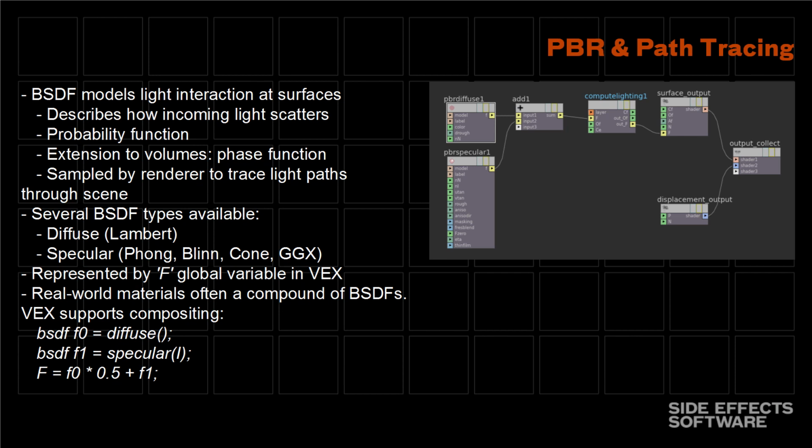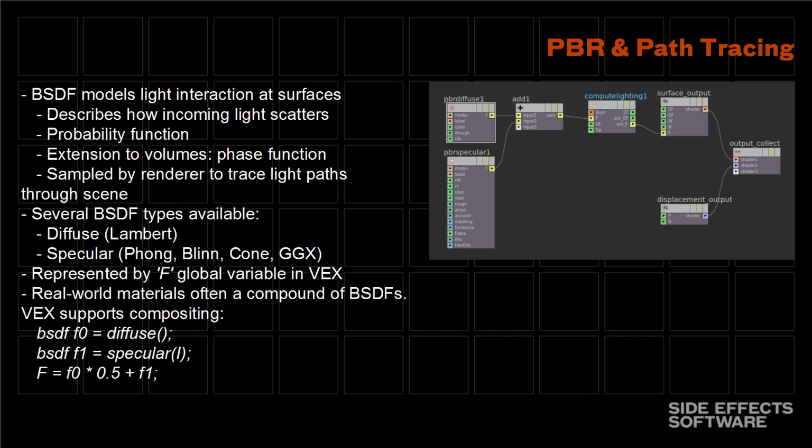In terms of VEX, the BSDF is a first-class citizen, represented by the F global variable. So just like you would have CF and OF in terms of color and opacity, P for point, N for normal, F is a first-class BSDF variable that is assigned within a shader.